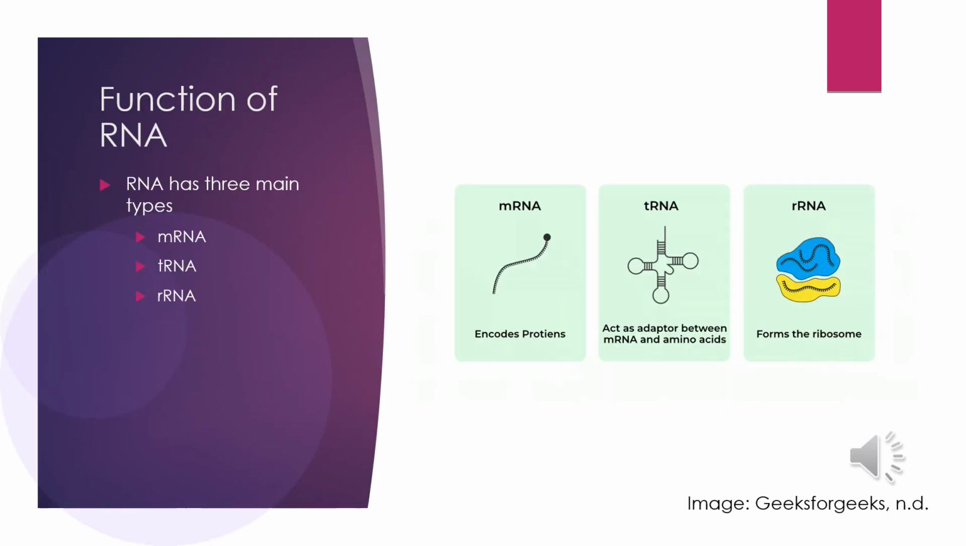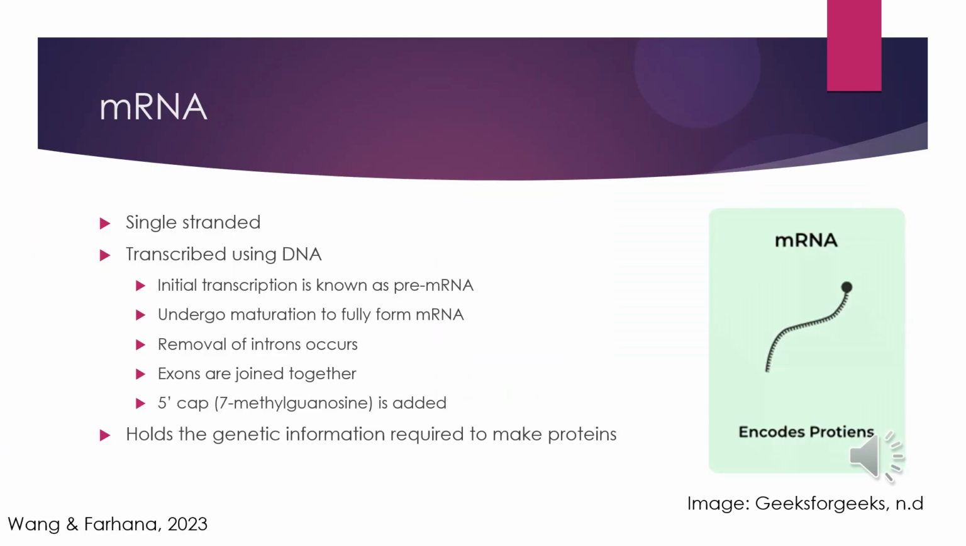Within RNA, there are 3 main types of RNA. There's mRNA, tRNA, and rRNA. So the first type of RNA that we're going to be talking about is mRNA.